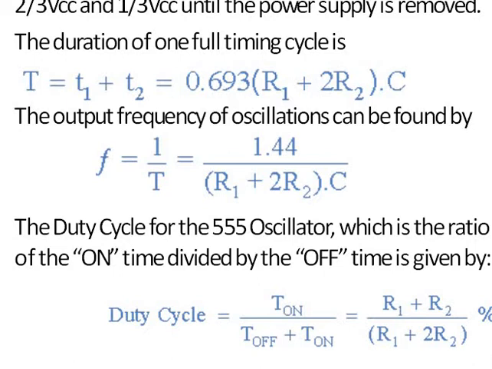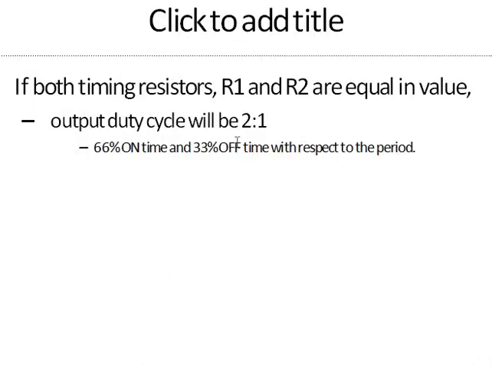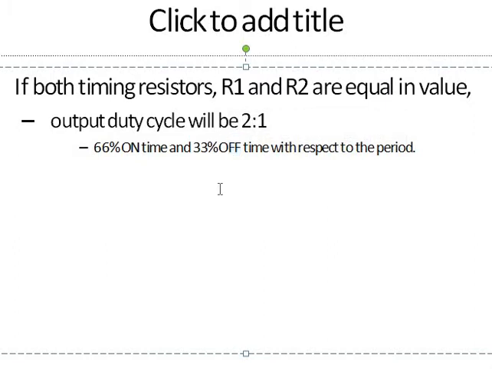And what happens if R1 equals R2? Does it provide a duty cycle of 50%? Obviously not. We know here the duty cycle is (R1 plus R2) by (R1 plus 2R2). So the duty cycle will be 2:1, that means 66% on time and 33% off time.